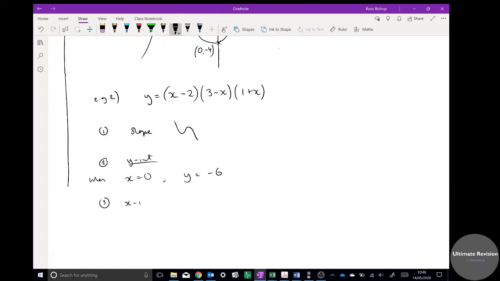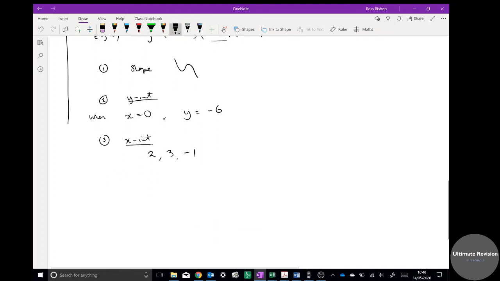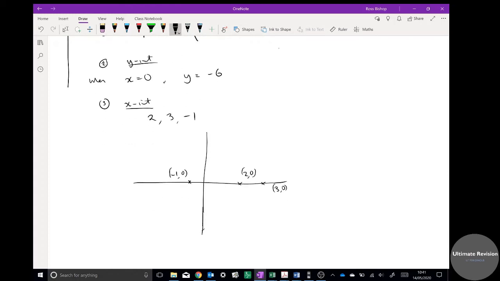And then the x-intercepts, I'm going to go through this a bit quicker, but when y is 0, x is clearly going to be 2 for that one, 3 for that one, or negative 1 there. Okay, and now I can go ahead and sketch this. There's no repeated roots, so I don't need to worry about anything bouncing. So I've got 2, 0, 3, 0, negative 1 there, and then it goes through minus 6. Again, let's just label my axes to be precise.